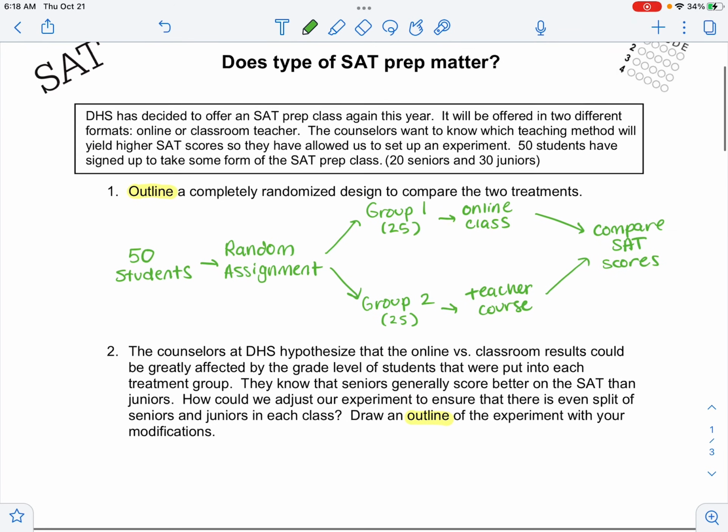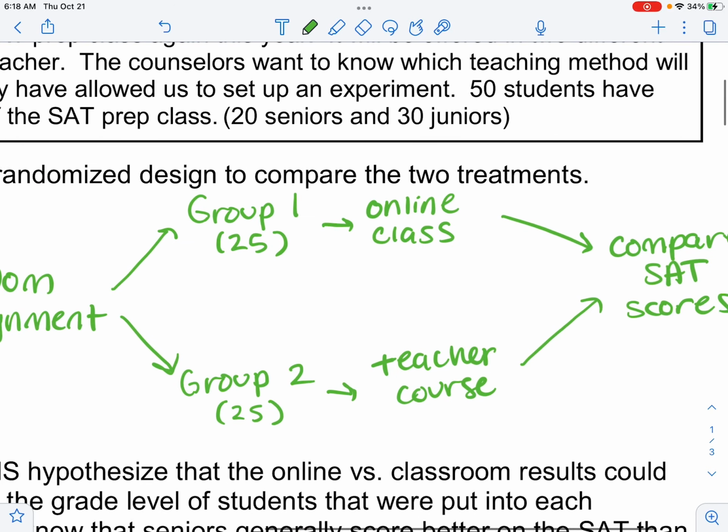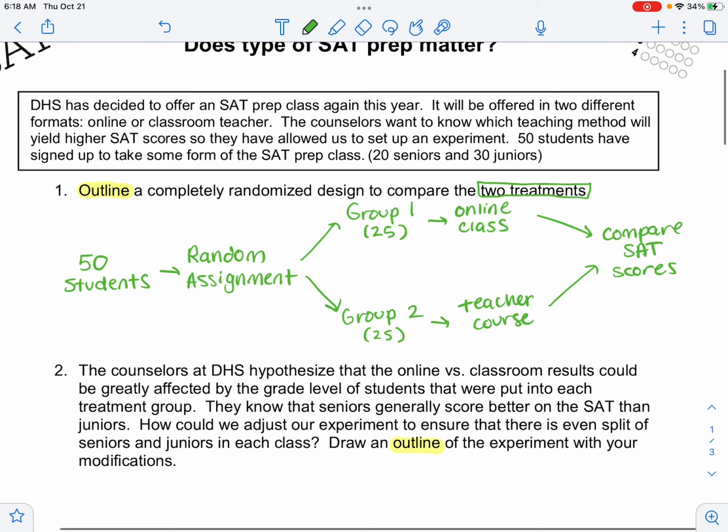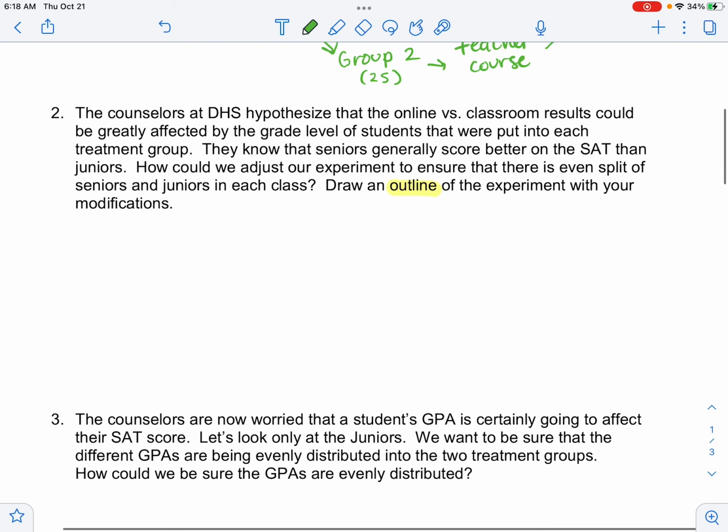And again, remember, in this example, it just wants us to compare the 2 treatments. It doesn't say anything more specific about the people that we're comparing or anything like that. So that's why I knew to just take all 50 students together and then go through a normal experiment as we've done before. Now in question 2, it adds a little bit more.